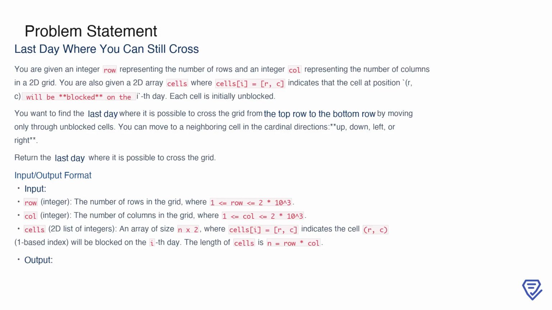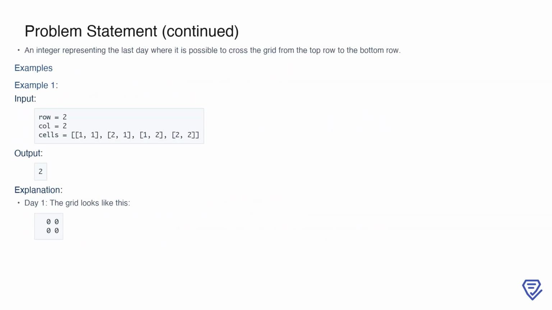You can only move through unblocked cells, and the movement is restricted to the cardinal directions: up, down, left, or right. The function needs to return the last day on which crossing the grid from top to bottom is feasible. The problem specifies that the output should be an integer representing the last day where crossing is possible. Let's look at an example to understand this better.